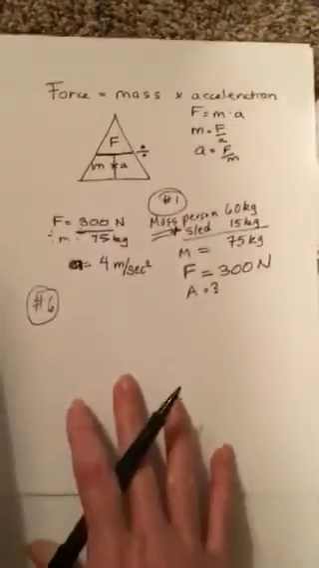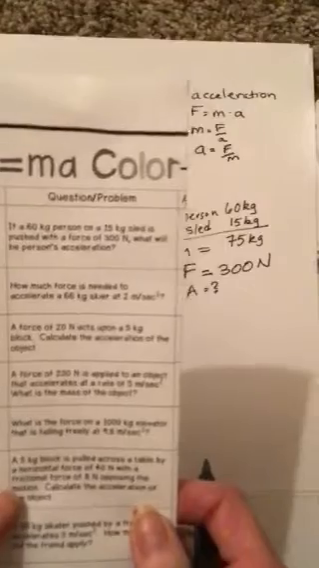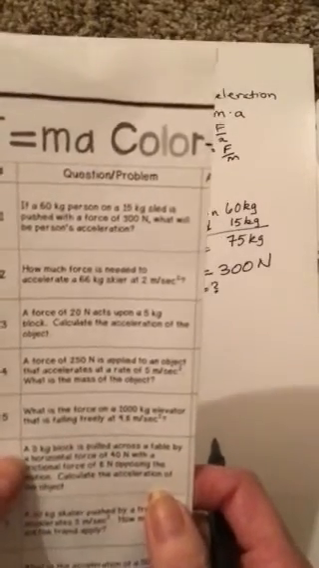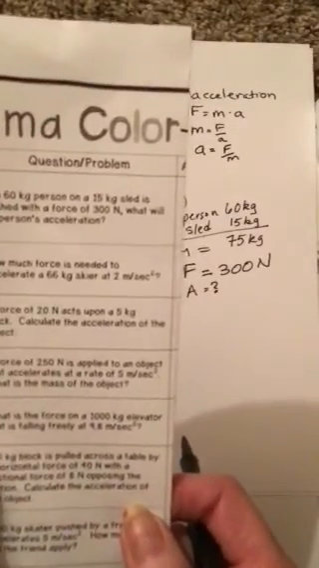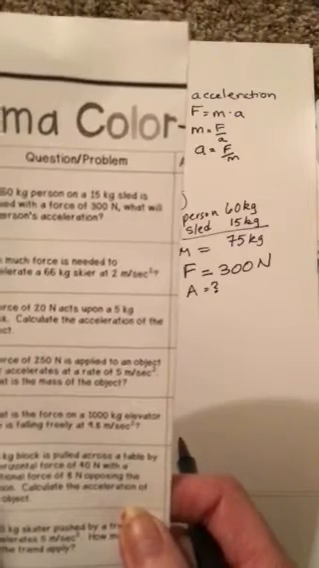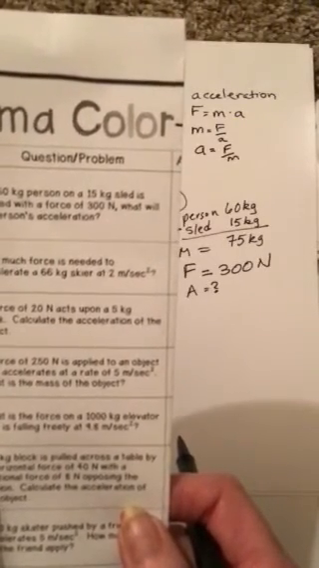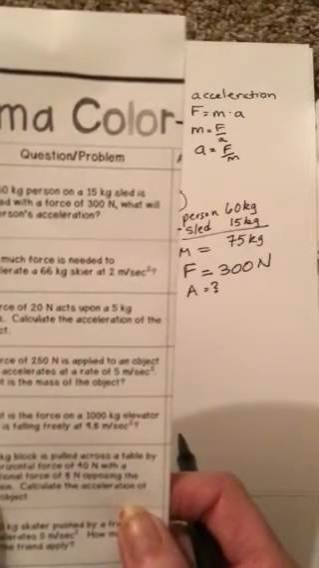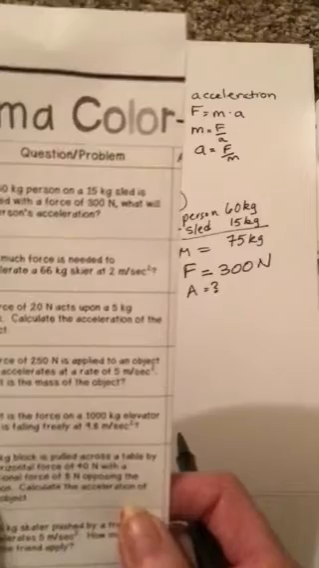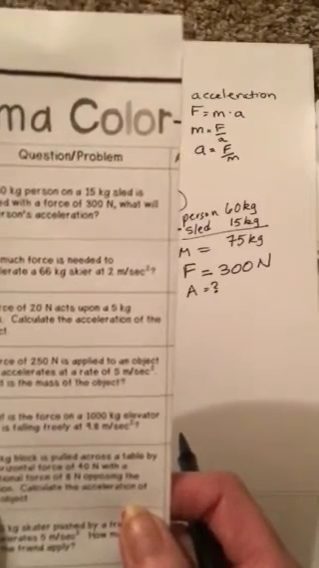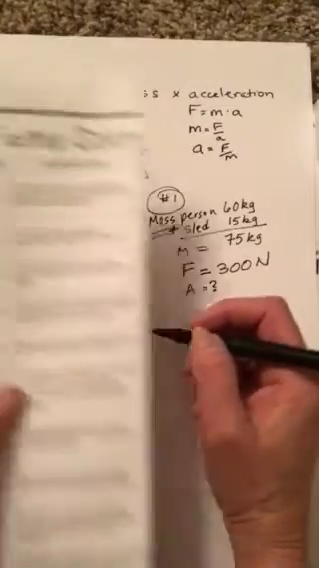So let's look at problem number 6. Problem number 6 states a 5 kilogram block is pulled across a table by a horizontal force of 40 newtons with a frictional force of 8 newtons opposing the motion. Calculate the acceleration of the object. All right, so we have a mass given. All right, y'all saw that, right? That problem I just did, number 6.